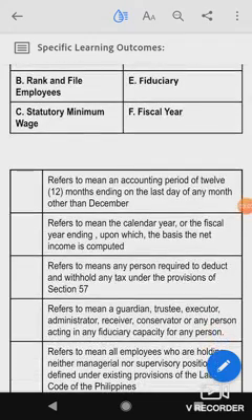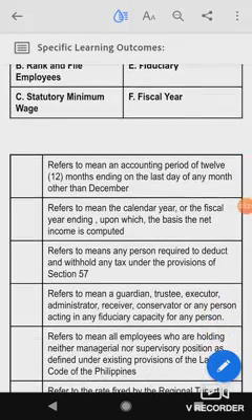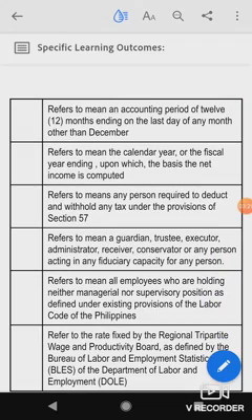So taxable year. The answer for that is the first definition. So taxable year is referring to an accounting period of 12 months ending at the last day of any month other than December. We have B, rank and file employee. This means referring to all employees who are holding neither managerial nor supervisory position as defined under existing provisions of the Labor Code of the Philippines.